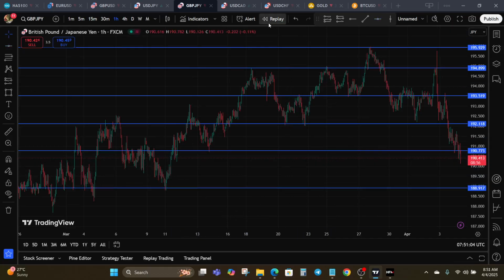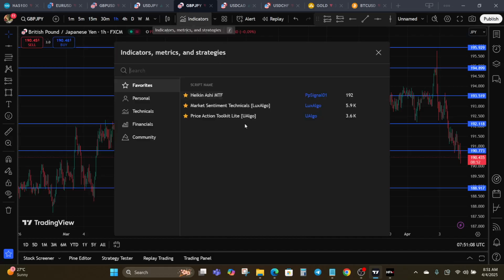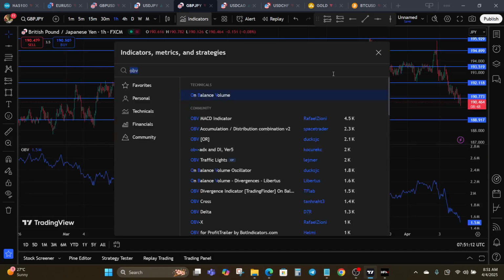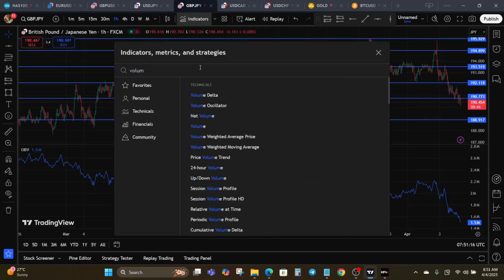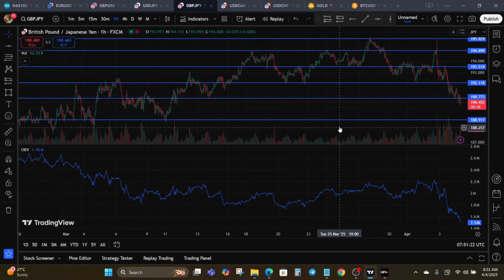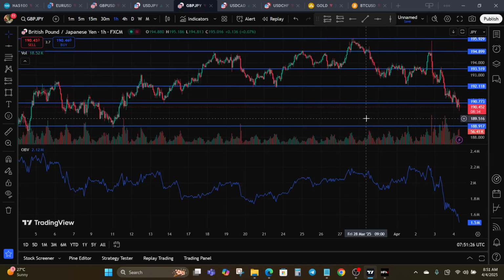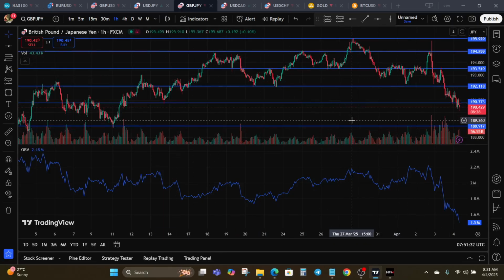We're also going to be using volume indicators such as the OBV, or even the regular volume histogram bars. And then you watch out for candlestick confirmation, such as break and retest.